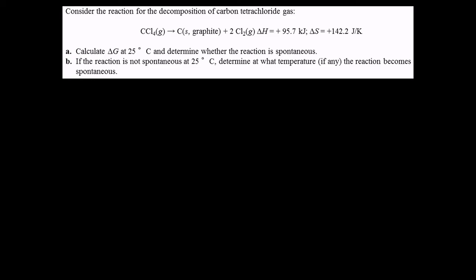All right, I know this is kind of a long one, but we'll get this one practice problem worked, and then we'll call it the end of this video. So we have a question that's asking us to consider the reaction for the decomposition of carbon tetrachloride gas. They give us both delta H, which is 95.7 kilojoules, and that's positive. And they also give us delta S, which is positive 142.2 joules per Kelvin. So notice here, both of them are positive.